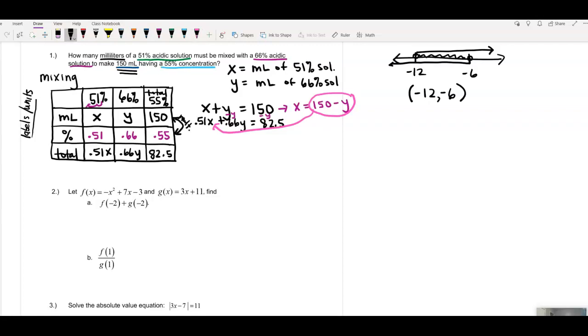Okay, so when I put that in, I've got 0.51 times (150 minus y) plus 0.66y equals 82.5. Okay, so I want you guys to try and just take a couple minutes and solve this the rest of the way down for y. See what you come up with for y here.